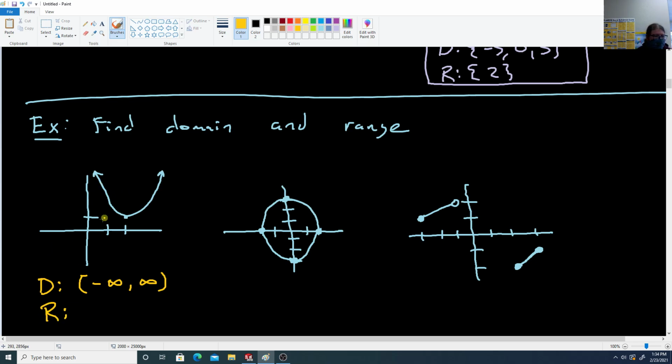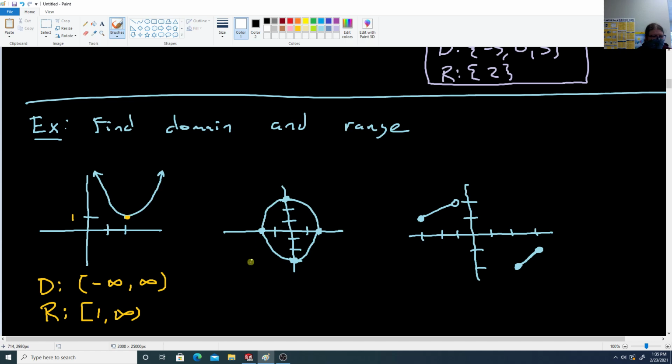For the range, it's basically the y's where the graph is. This graph starts existing here at 1. And then for all the values bigger than 1, the graph exists. So the range would be 1 on up to infinity, we could say.